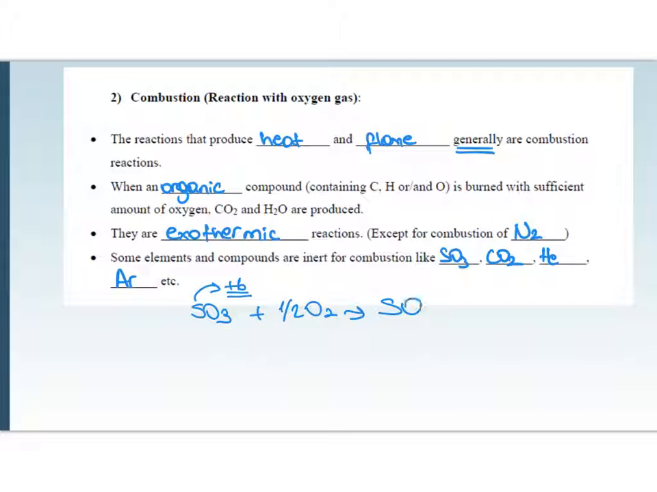There is no such reaction as sulfur tetroxide. So this is not true. And the same thing is valid for carbon dioxide. When you calculate the oxidation number of carbon here, it is plus 4. So when you would like to burn it, it cannot have the oxidation number of 5 plus or 6 plus, because it is already in group 4A. So you cannot burn it. There is no reaction. That's why we call sulfur trioxide and carbon dioxide inert for combustion reaction with oxygen.